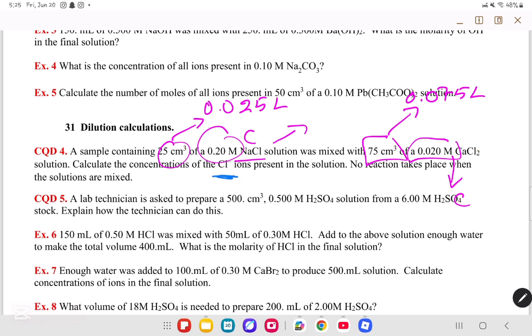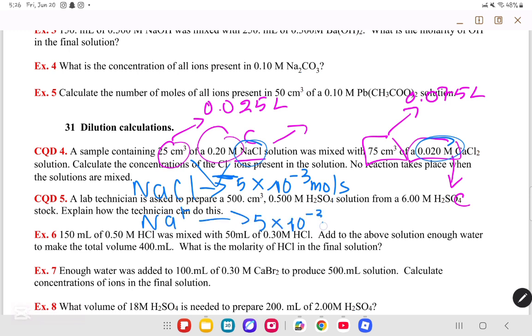So how are we gonna do this? Very simply, first thing we're gonna do is calculate the total number of moles of each Cl. In order to do that, you will need to find the number of moles of this and the number of moles of this. So NaCl, how do you find its number of moles? It's very simply concentration times volume. So 0.2 times 0.025, it's gonna be 5 times 10 to the power of minus 3 moles. So if 1 NaCl gave us this much, then 1 Na plus is also gonna give us 5 times 10 to the power of minus 3 moles, and 1 Cl minus is also gonna give us 5 times 10 to the power of minus 3 moles.